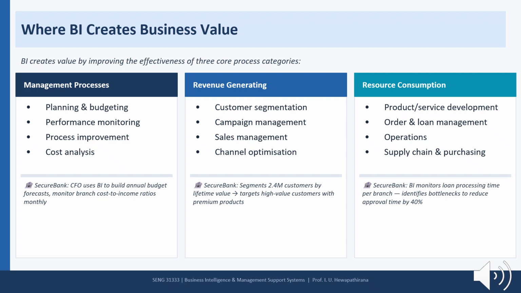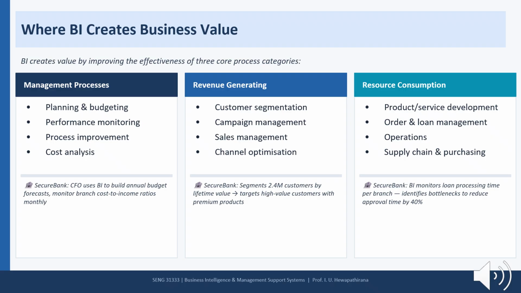The second category is revenue-generating processes. This includes customer segmentation, campaign management, sales optimization, and channel management. At Secure Bank, BI segments all 2.4 million customers by their lifetime value, then targets the highest value segment with premium investment products, because that group generates a disproportionately large share of the bank's revenue.